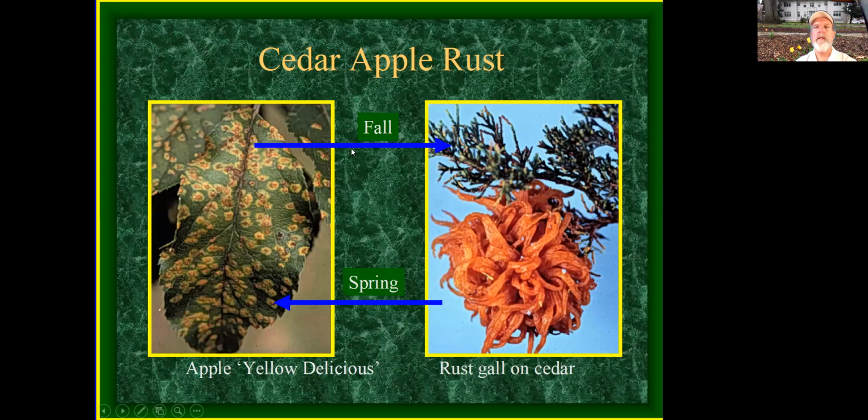Here's that life cycle. In the spring, they come out, they blow in the wind to the apple. And like I said, it gets on the fruit as well. Then in the fall again, the spores blow over and get back on the cedar tree.